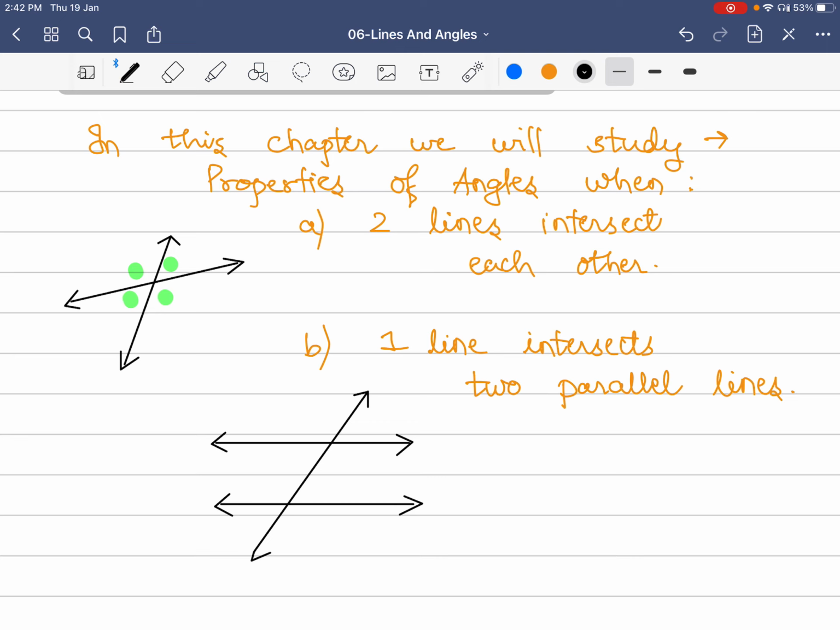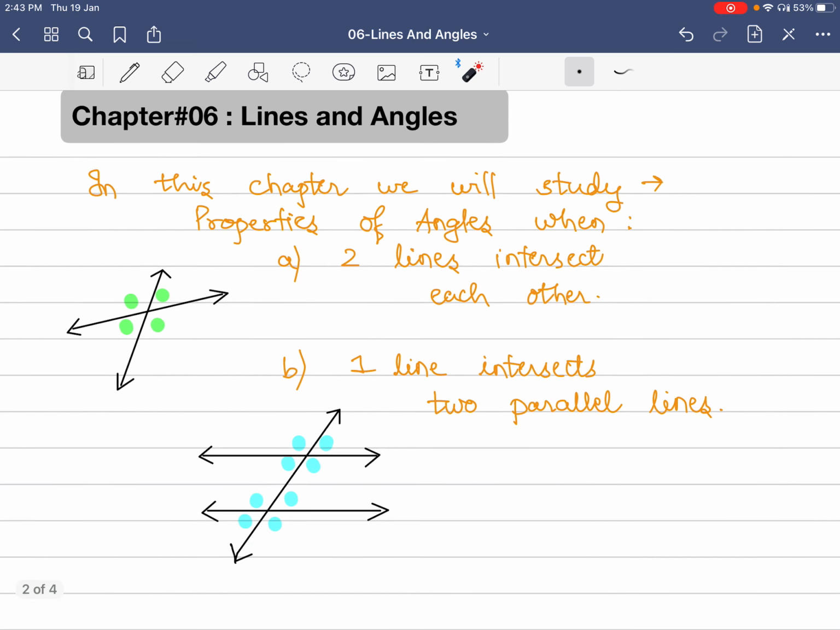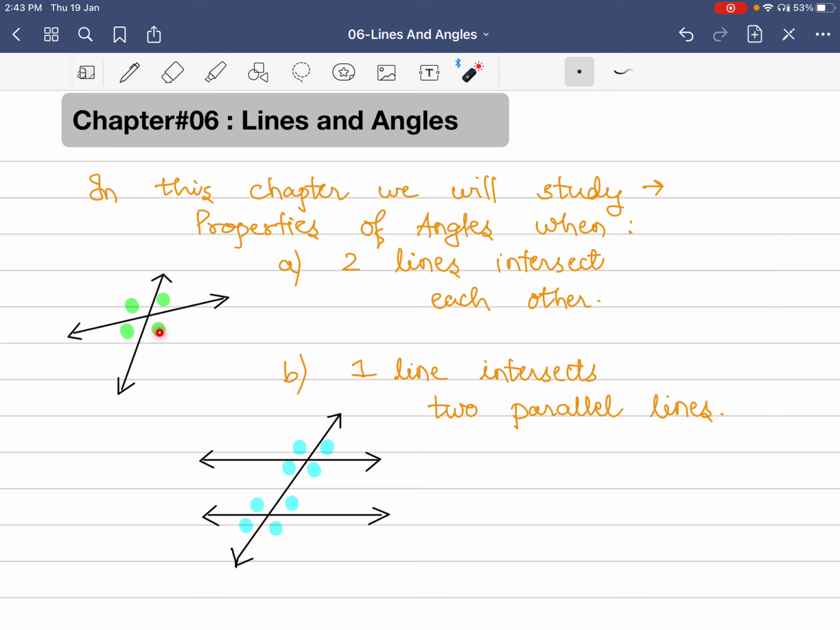Once again, note the angles that are formed: 1, 2, 3, 4, and 1, 2, 3, 4. So once again we are going to see properties of angles when one line intersects two parallel lines. That time we get 8 angles, and we're going to see properties of these 8 angles. This is an introductory video, but this whole chapter, chapter number 6, is going to be about studying these angles which are formed by the lines. Hence the name of the chapter, lines and angles.